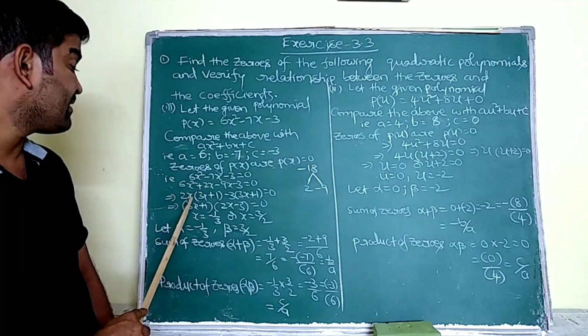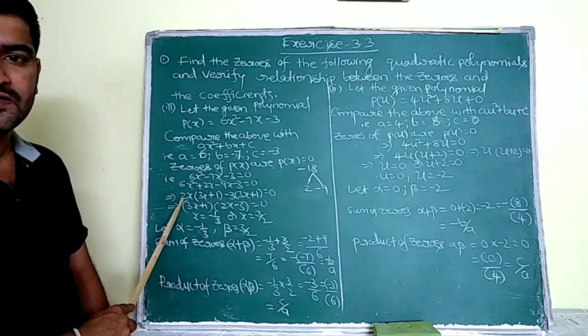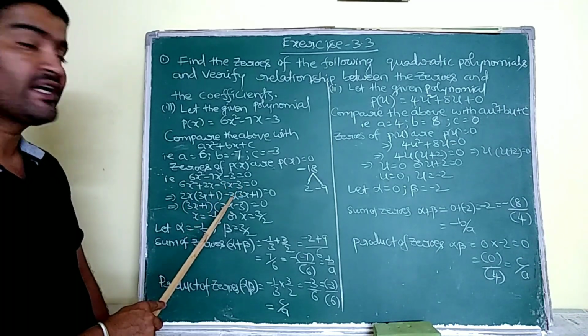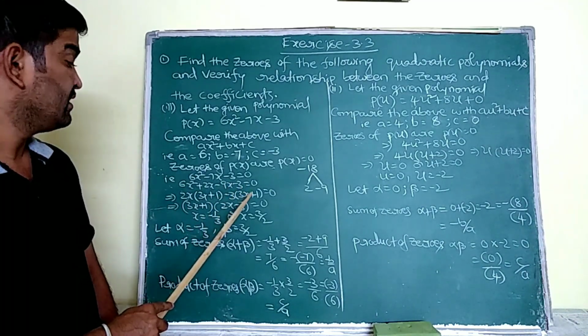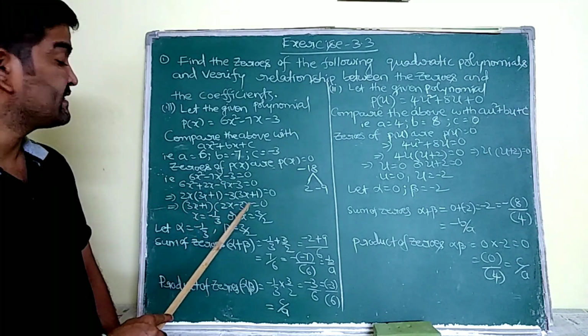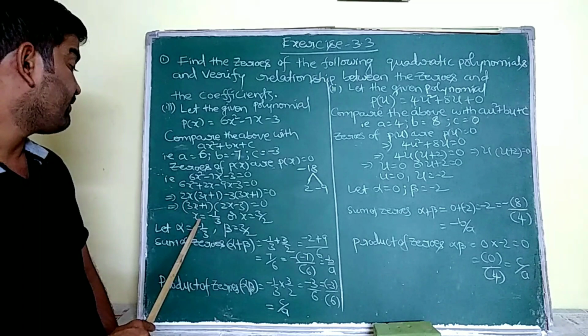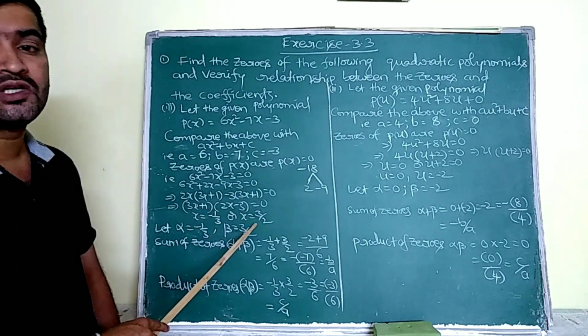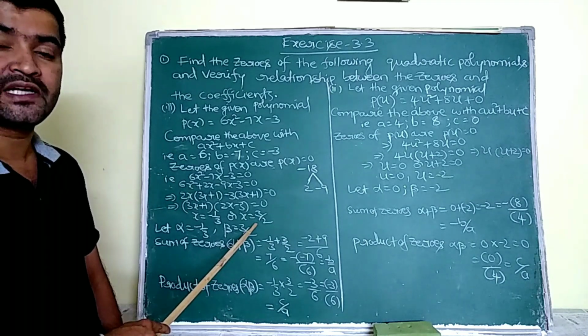From the first two terms I am going to take out 2x as common. Then 2x into 3x plus 1. From these two terms I am going to take out minus 3 as common. So 3x plus 1 into 2x minus 3 is equal to 0. So therefore x is equal to minus 1 by 3 and x is equal to 3 by 2. These are the obtained x values, that is zeros.